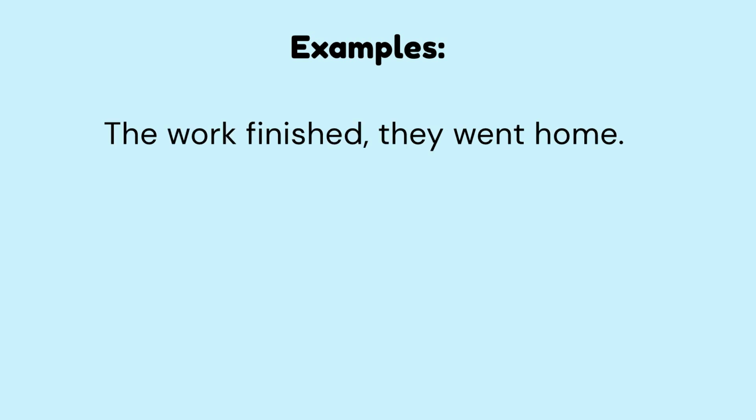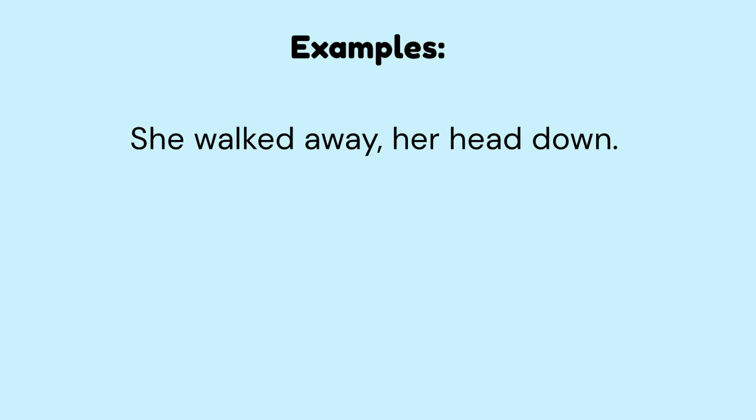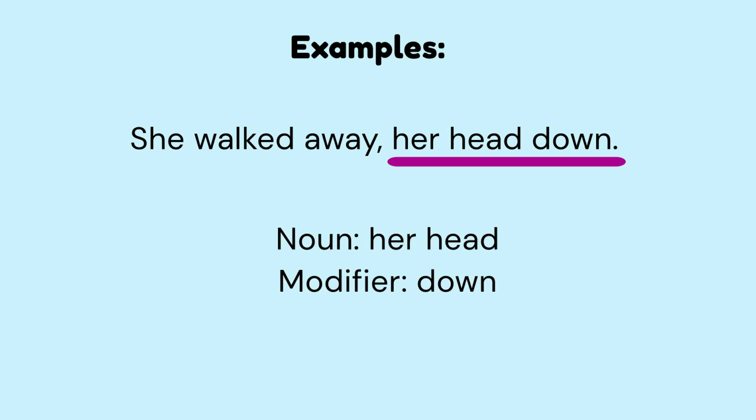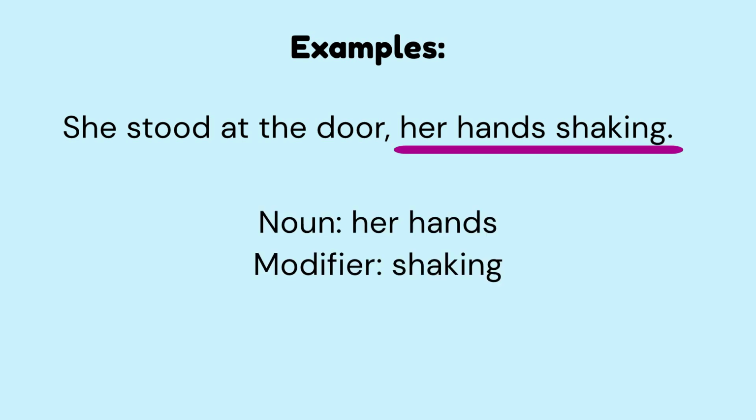The work finished, they went home. The work finished is an absolute phrase and noun. The work, modifier, finished. She walked away, her head down. Here, the absolute phrase comes at the end of the sentence, in which noun: her head, modifier: down. She stood at the door, her hands shaking. Noun: her hands, modifier: shaking.